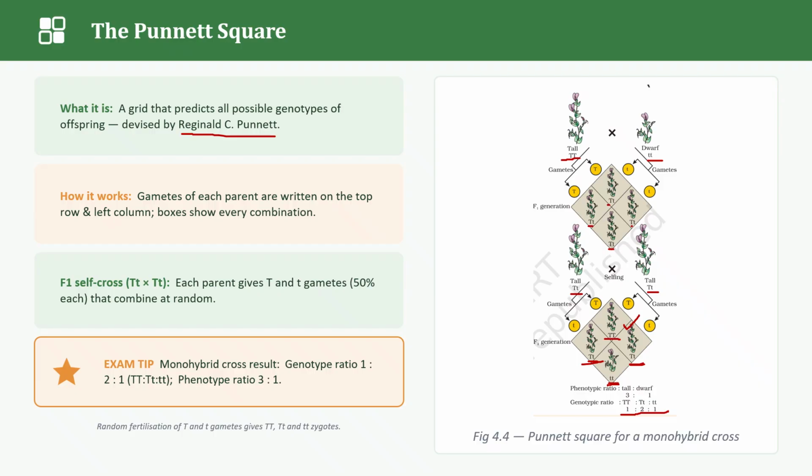Here capital T is dominant, capital T dominant, capital T dominant. So 3. So here you can see 3 tall and 1 dwarf plant. Yes. So the phenotypic ratio differs because T is dominant over small t. So from the exam point of view, you should remember Punnett Square predicts both genotypes and phenotypes. Let's move on to the next one.